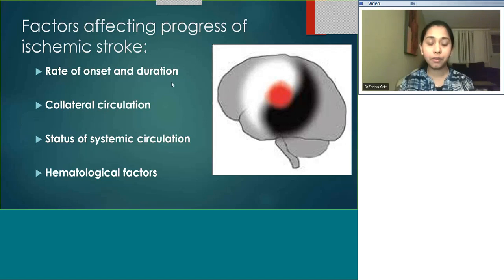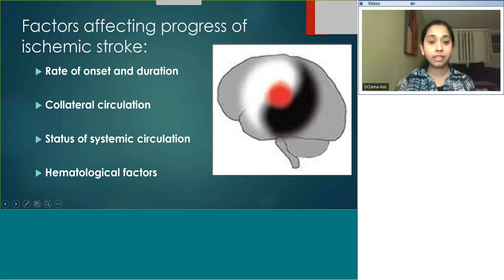And obviously, the most important factor affecting the progress is the collateral circulation. And of late, collateral circulation is considered a very important point of research going on all around the world, where people are trying to characterize the collateral circulation and trying to prognosticate based on that, like which patients are going to survive or which patients are going to have a bigger infarct. And the status of systemic circulation. This means the level of blood pressure and other issues like cardiac function.